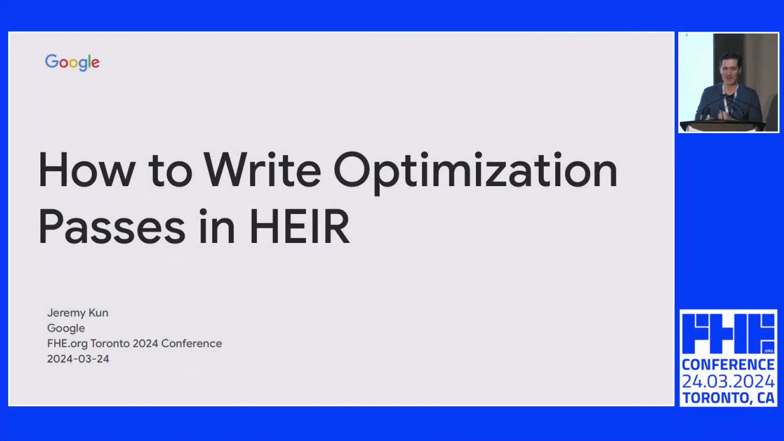I'm going to be talking about the HEIR Compiler and how to write optimization passes in it. There's a lot of content, but before I get started, I wanted to say that it was exactly a year ago today that I first floated the idea to the FHE community of having a unified compiler that handles everything. And while we're still very far away from achieving that, I've been very, very proud of the community for the positive support and spirit of collaboration.